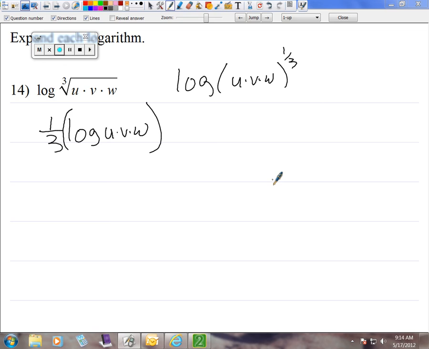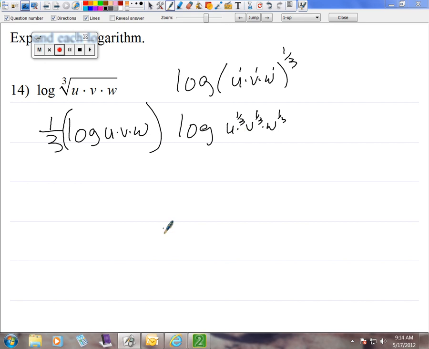Then wouldn't this be the same as putting this out front? Or if you wanted to, what you call distributing, multiply, wouldn't all of these be to the 1/3 if we multiplied it in? So that's a way to do it. U to the 1/3, V to the 1/3, W to 1/3.